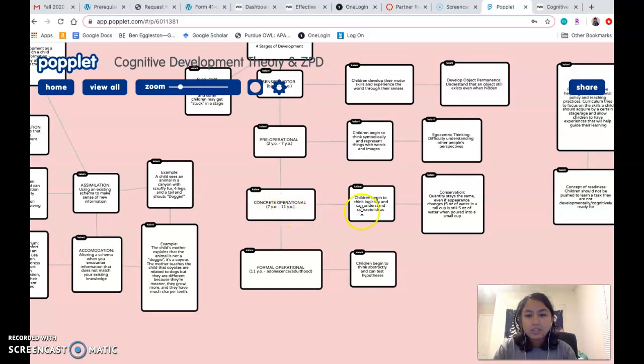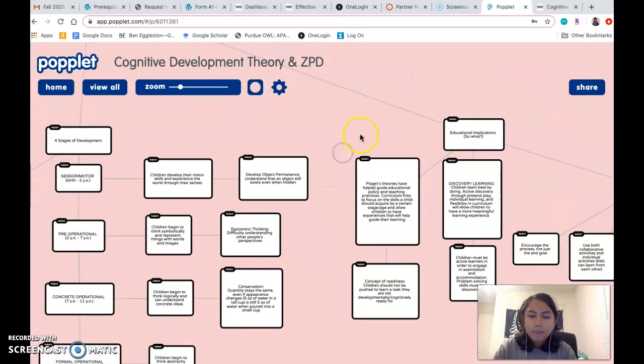The third stage is the concrete operational stage, from ages 7 to 11. In this stage, children begin to think logically and can understand concrete ideas. A special skill they learn in this stage is the idea of conservation, which is that quantity stays the same even if appearance changes. So 5 ounces of water in a tall cup is still 5 ounces of water when poured into a small cup. And lastly is the formal operational stage, which is 11 years old to adolescence and adulthood. Here, children begin to think abstractly and can test hypotheses.